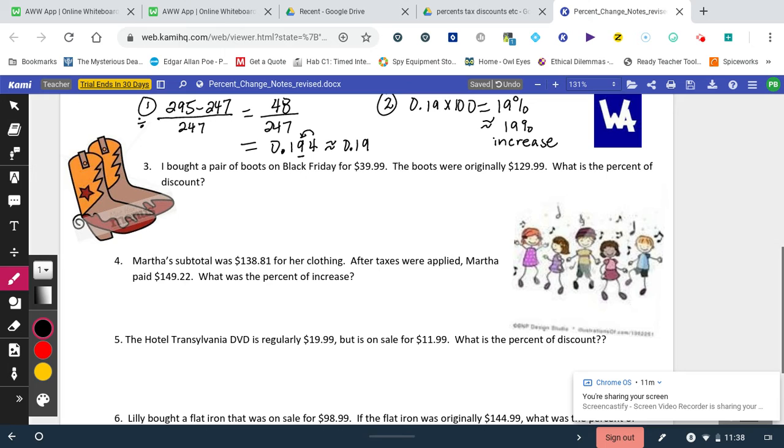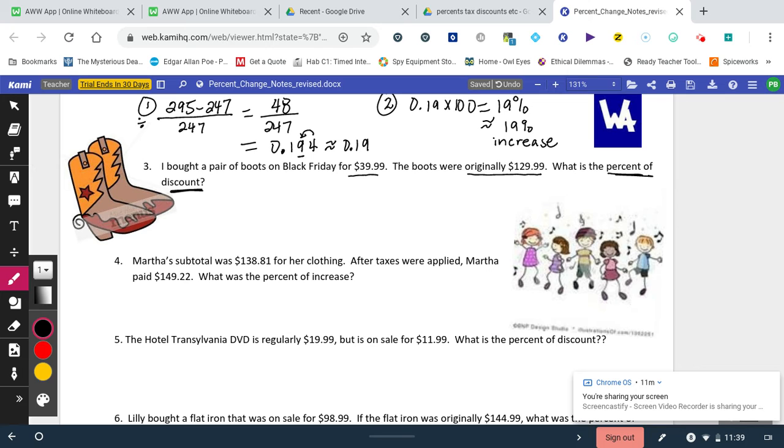All right, number 3 says, I bought a pair of boots on Black Friday for $39.99. All right, the boots were originally $129.99. People love Black Friday. All right, what is the percent of discount? So in other words, you're looking for the amount of decrease, the percent of decrease.